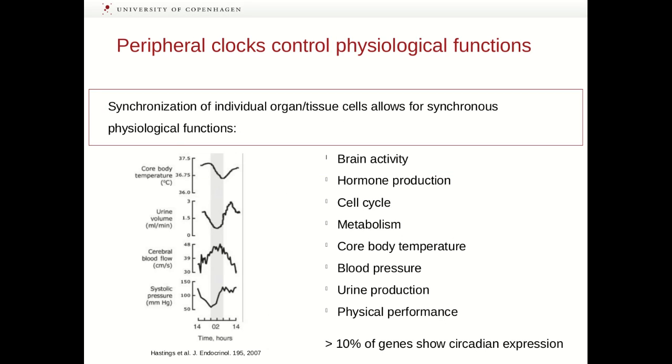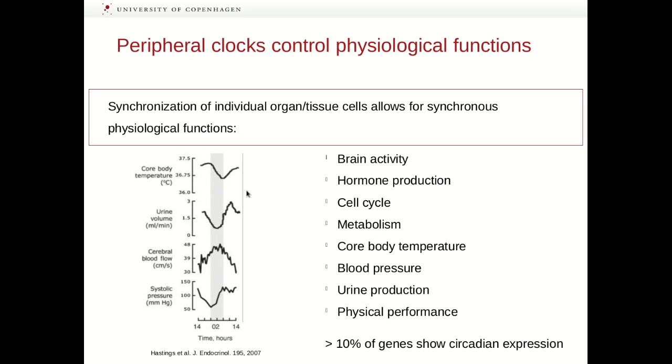So peripheral clocks control the physiological functions that display a circadian rhythm. In order to do so, we need to synchronize the individual tissue cells, because some of the physiological functions that show circadian rhythm may be pretty abstract functions, such as core body temperature, brain activity, hormone secretion, physical performance, and so on.